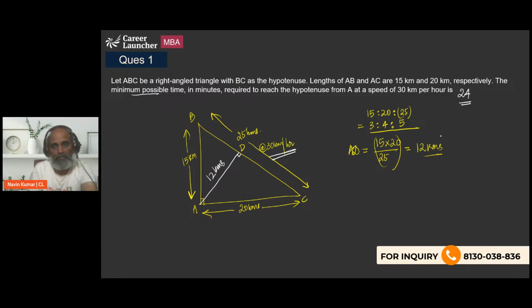Right, Pranesh? Correct. So I'm saying that speed is 30 kilometers per hour. So that's 30 kilometers in 60 minutes. If you pay attention to the numbers, whatever the speed, the distance is double the number in minutes. So if I have to cover 12 kilometers, so 30 into 2 is 60, 12 into 2 is 24. So I'll take 24 minutes.